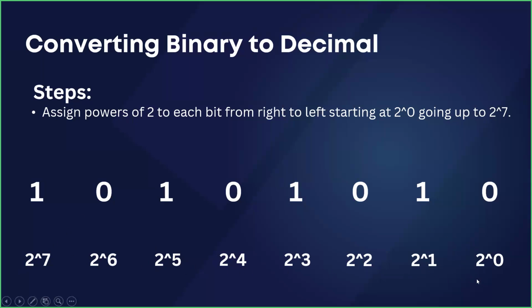Why specifically 2 power everywhere? Because again, this is a binary address. You only have two possibilities.